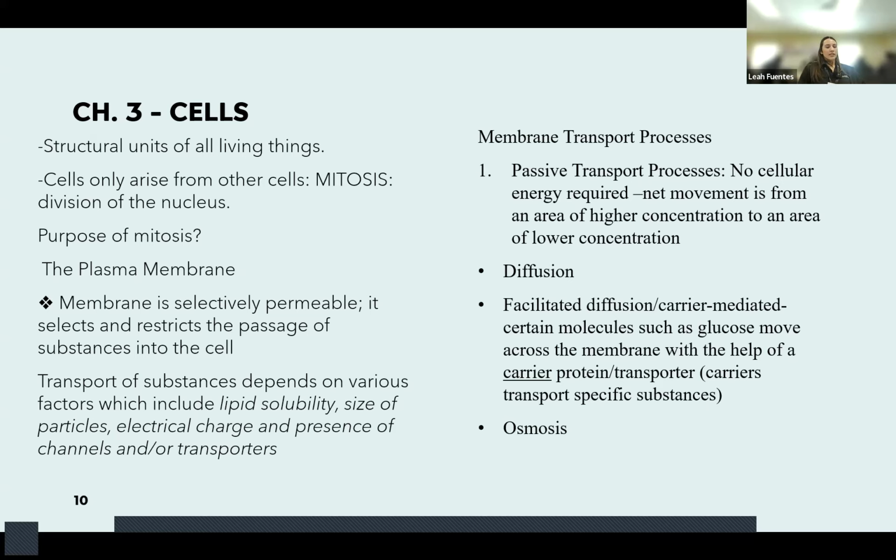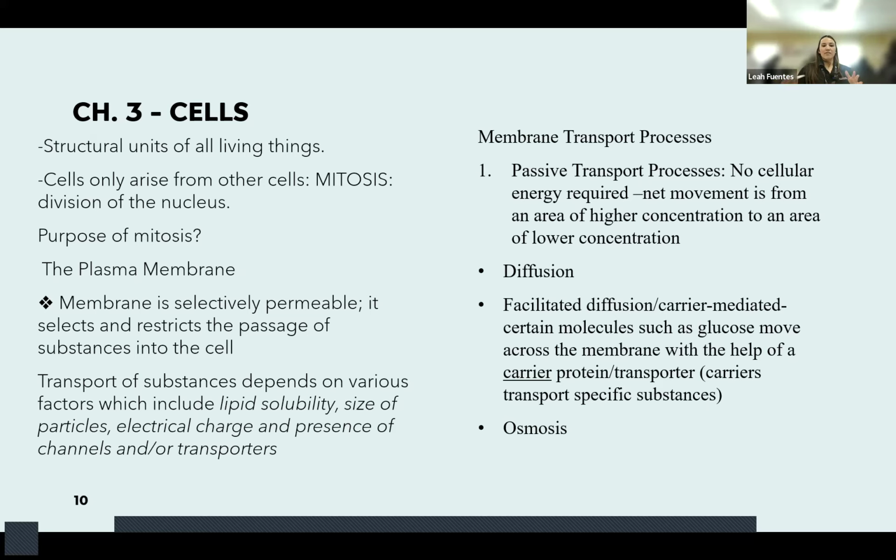And then another big thing to talk about is the plasma membrane that surrounds the cell. So the membrane is selectively permeable. What do we think that means in our own simple words? Selectively, right? So it lets things in and out selectively. It wants certain things in, it wants certain things out, it doesn't want certain things in. So it selects and restricts the passage of substances into the cell.